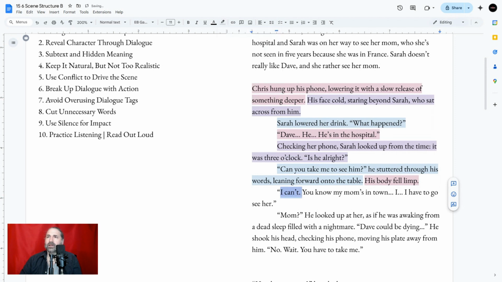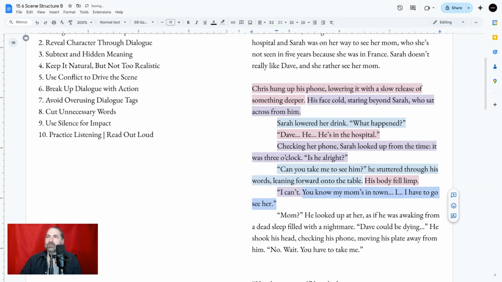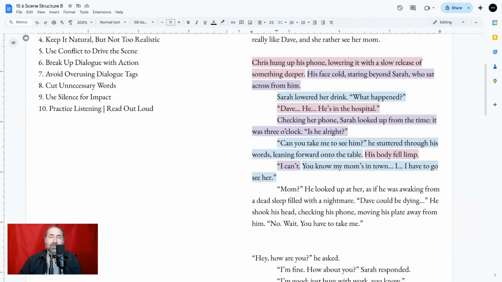"I can't." Ooh. This becomes plot and, of course, character. "My mom's in town. I have to go see her." And okay. So this becomes, all right, that becomes plot. My mom's in town. That's plot. I have to go see her. That's also plot. It has a touch of character because of the way she's responding to it. She's hiding something. There's a subtext to it. She doesn't actually want to go see Dave, but she wants to go see her mom, right? But maybe she does like Chris, so she doesn't want to be offensive.